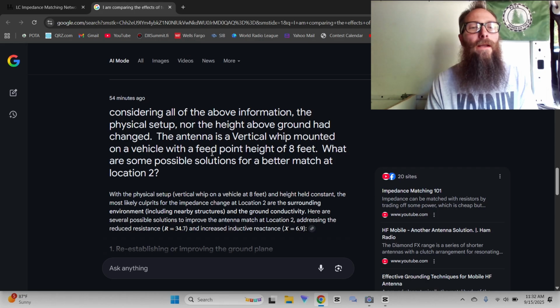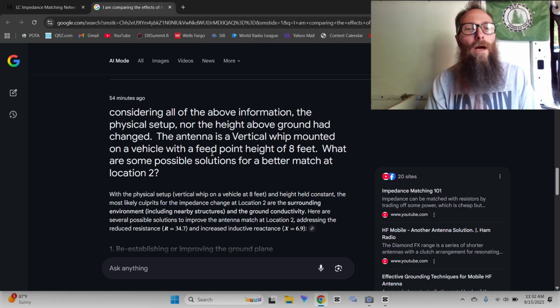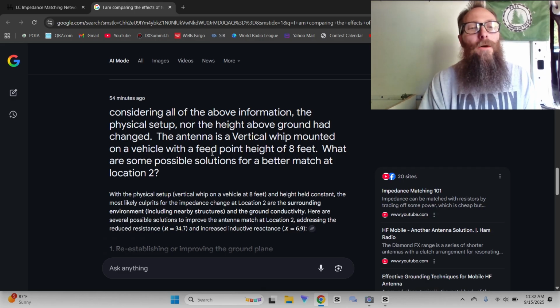So what I then put in was, considering all of the above information, the physical setup nor the height of ground had changed. The antenna is a vertical whip mounted on a vehicle with the feed point height of 8 feet, aka my van. What are some possible solutions for a better match at location 2?